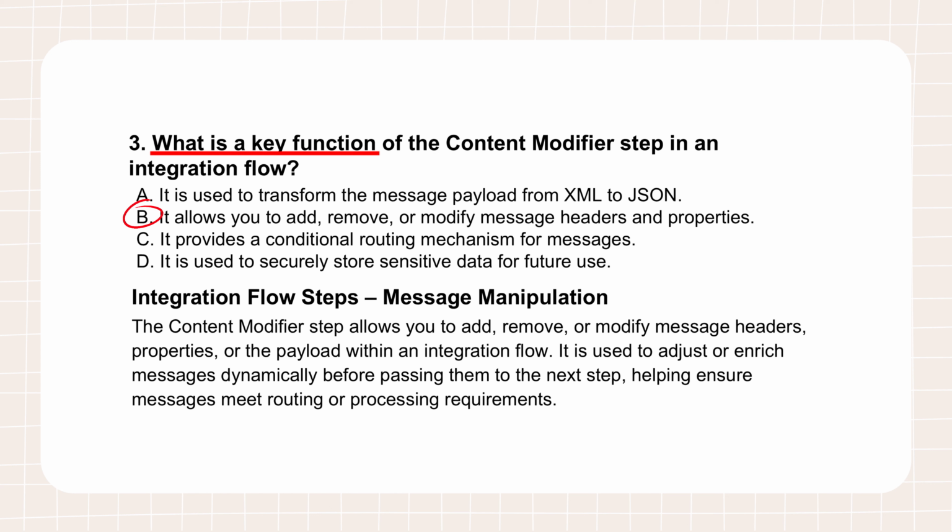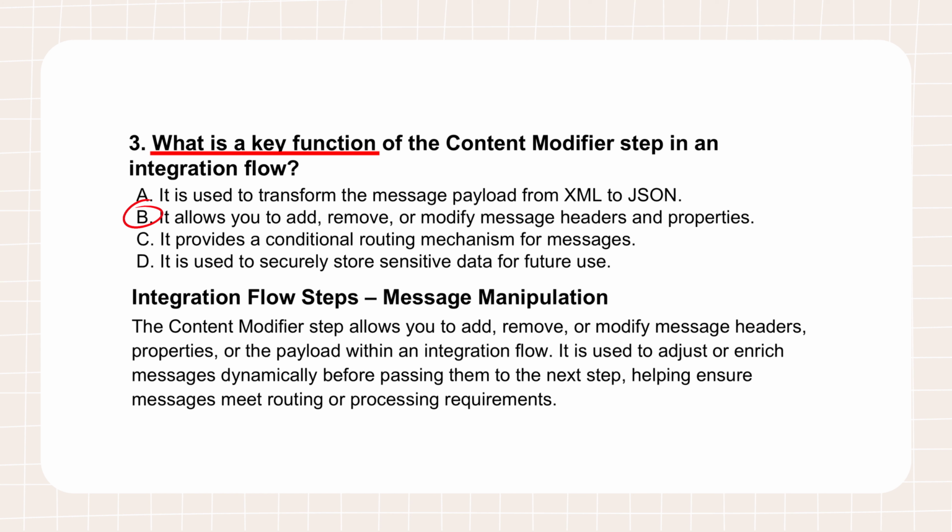Right, and the content modifier is, well, it's like a precision tool, surgical, almost. Its main job, as the answer says, is letting you fiddle with message headers. Think of those as the metadata, the envelope details of your digital message, or property-specific labels or bits of info you attach. You can add stuff, delete stuff, change stuff. You can even modify the main message body content slightly. It's super useful for enriching data as it flows, maybe adding a timestamp or a tracking ID, or maybe stripping out data that the next system doesn't need.